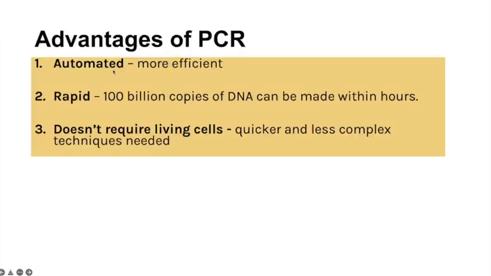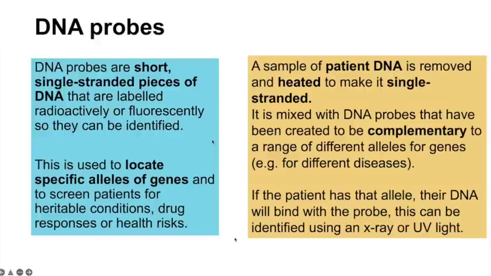Once you've added all of those ingredients, you turn the machine on and therefore it will just start working and create the fragments. It's very, very rapid, so you can make 100 billion copies of DNA within hours. And it doesn't require living cells, so it doesn't require bacteria like you needed in the in vivo methods, which makes it quicker and it's less complex.